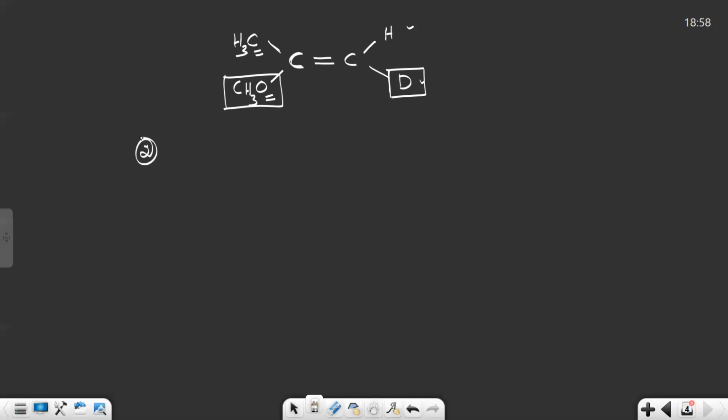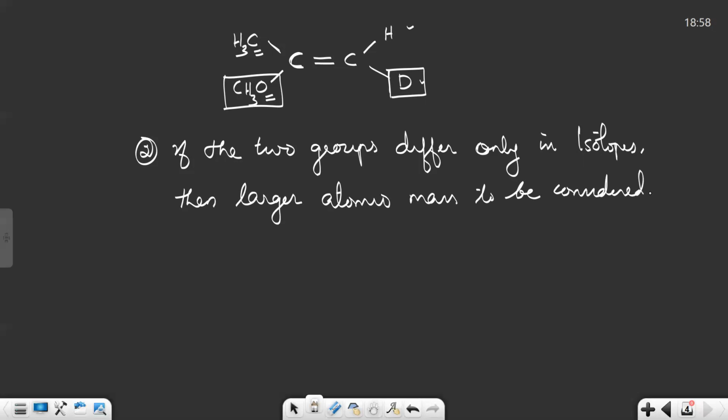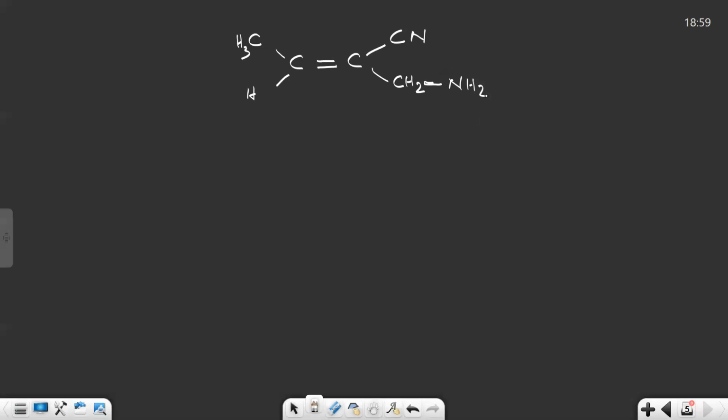Second rule you can remember like this: if the two groups differ only in isotopes, then the larger atomic mass is to be considered as the highest priority group. Here, both the high priority groups are on the same side. So it's an example for Z isomer. In this example, on the left side carbon, there is no doubt it is attached with carbon. So the CH3 group is the senior group.